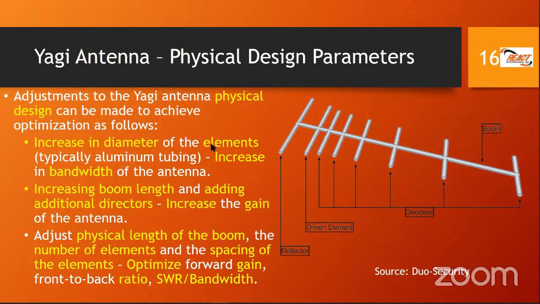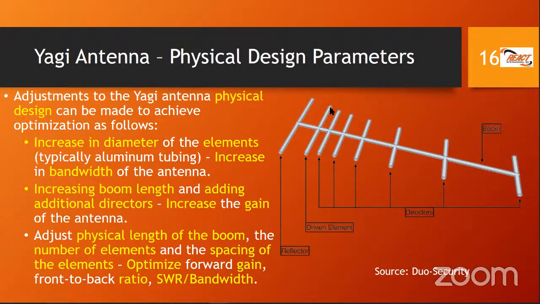But we need to know, and this is related to Adish's question, that for the driven element, if we increase the diameter of the element, and it's typically made out of aluminum tubing, that's the material, it's easily available, it's relatively inexpensive, and it's easy to work and cut.